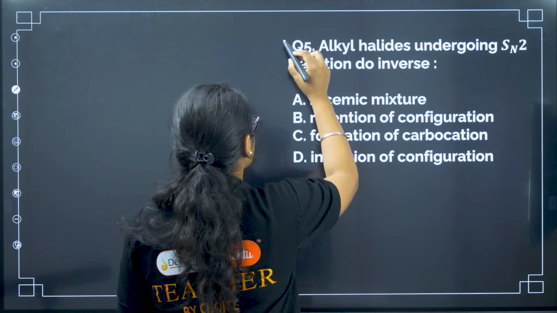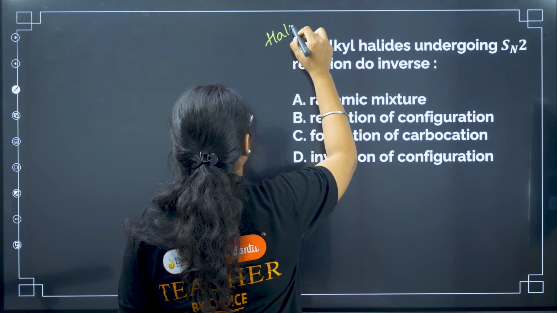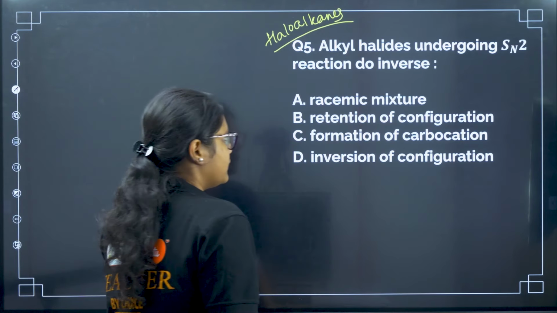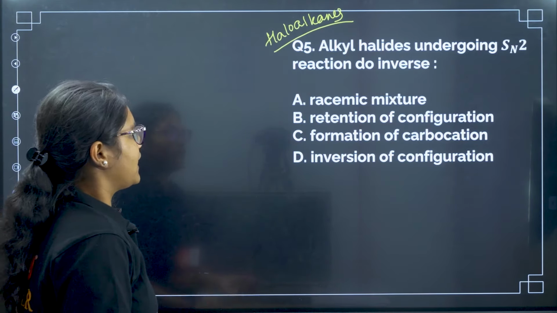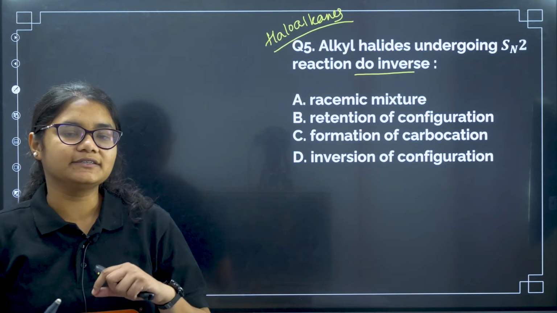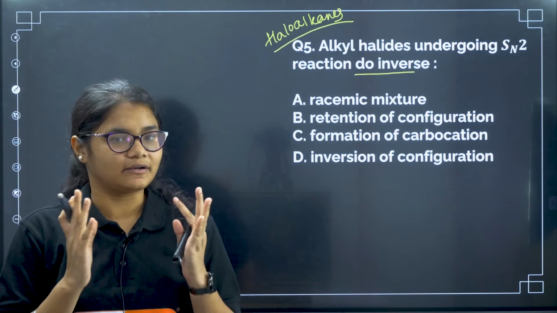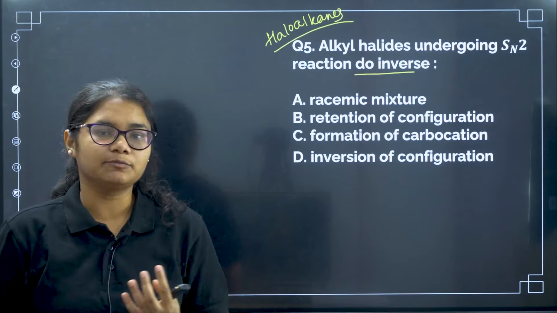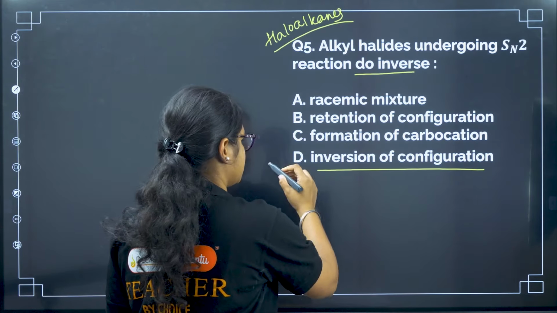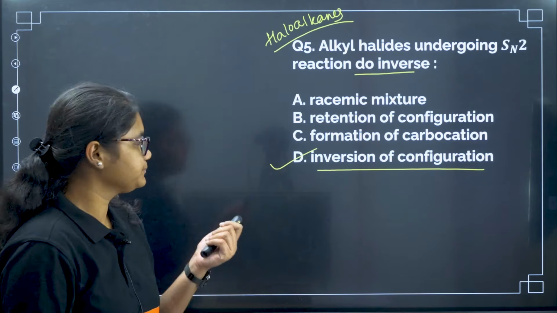Next, this is again from your haloalkanes and haloarenes. Okay, so one of the important topics. Alkyl halides undergo SN2 reaction to inverse. Okay, so if you know, in SN2 reactions no intermediate is formed, a transition state is formed and the inverse product is formed, right? So what happens to the configuration? Inversion of configuration. The correct answer is option number D.